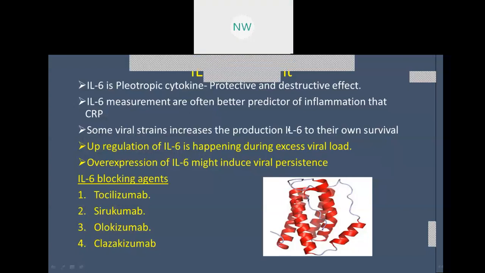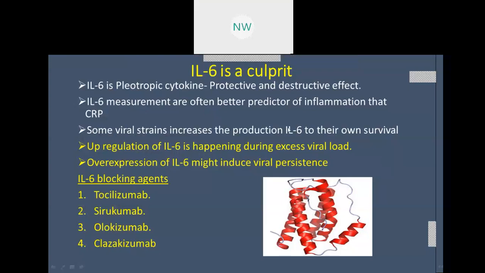Okay. Some viral strains increase the production of IL-6 for their own survival. Automatically, when the COVID virus enters, it wants to survive, so it will increase the production of IL-6. So IL-6 will concentrate on the organ, not on the viruses. The virus will invade and live like anything, and it starts destroying the organ. So one theory is that upregulation of IL-6 happens during excess viral load.